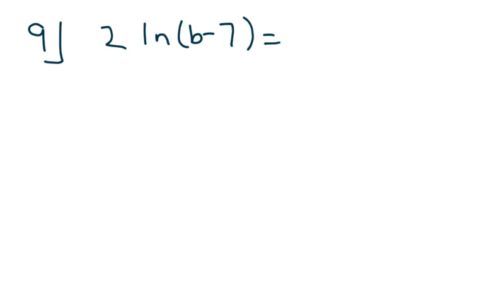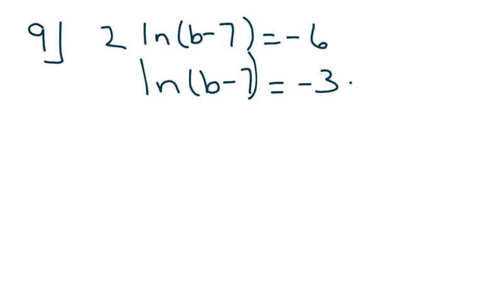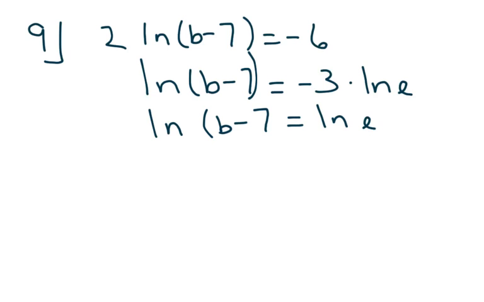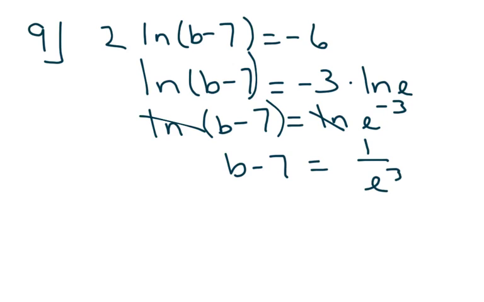9. We have 2 times ln of b minus 7 equals negative 6. So we have ln of b minus 7 equals negative 3. I divided both sides by 2. Multiply this by 1. So we have ln of b minus 7 equals ln of e to the negative 3. So we can cross this out. I have b minus 7 equals 1 over e cubed.